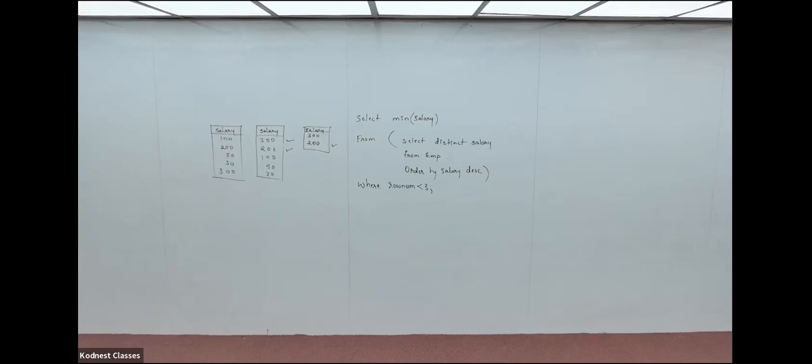Okay, somebody has told me something. Let me ask you also this question. One of your friends has sent a query saying: select distinct salary from the EMP table, order by descending order. And the condition they have given is where salary is equal to min of salary. Is it correct? Can we write like that?